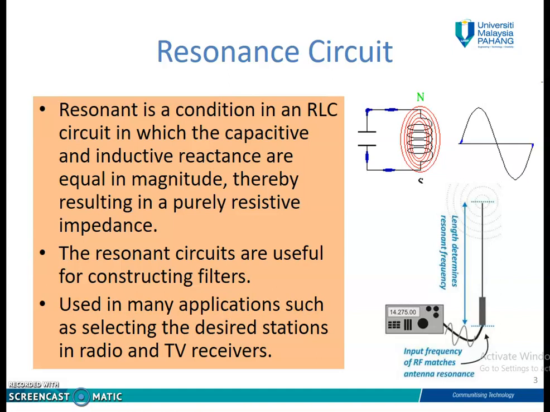Once the circuit is charged, the oscillation is self-sustaining. So no external periodic driving action needed. So it will cause the oscillation of stored energy from one to another. The resonance circuits are useful for constructing filters, and it is also used in many applications such as selecting the desired stations in radio and also TV receivers.